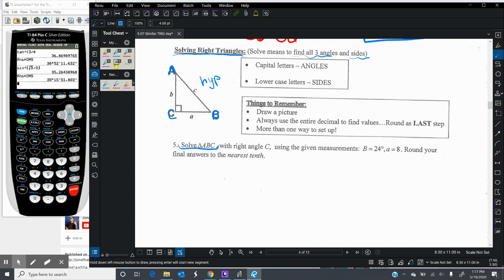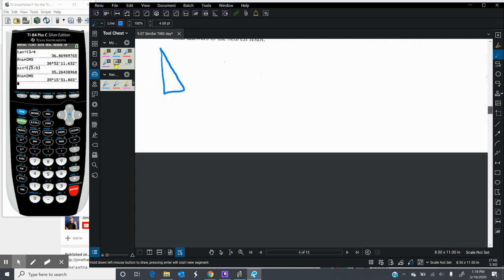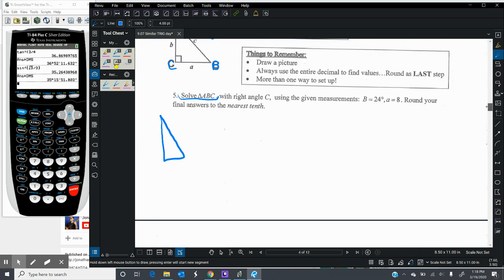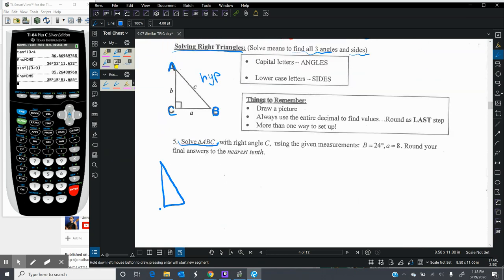Looking at number 5, solve triangle ABC with right angle C. We're going to start with a picture. We're going to put C at the right angle, and angle B is 24 degrees. Now I'm going to put my B up top because that looks smaller than my angle A down here. Drawing things a little bit different from time to time helps you guys see it. So 24 degrees goes there.